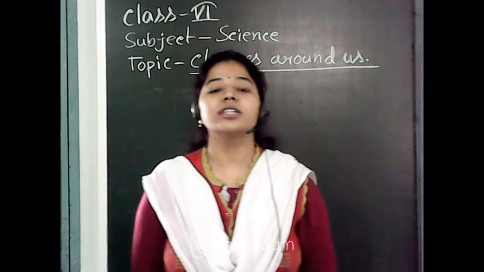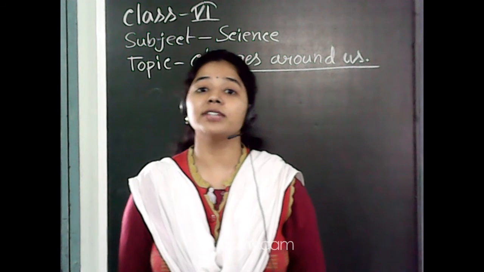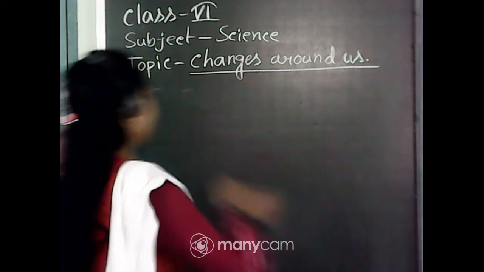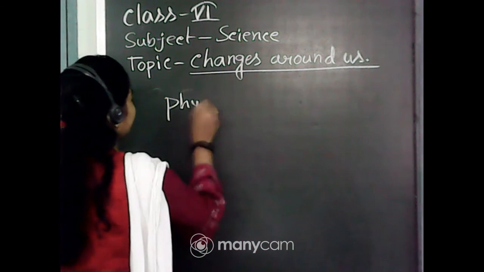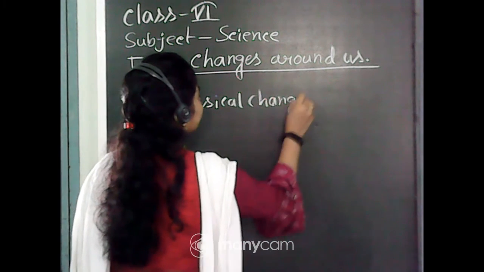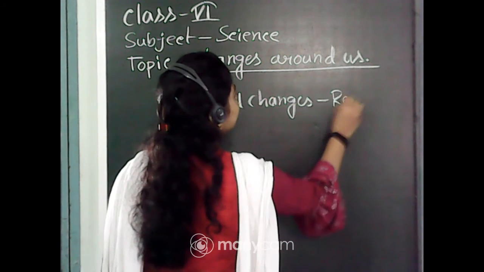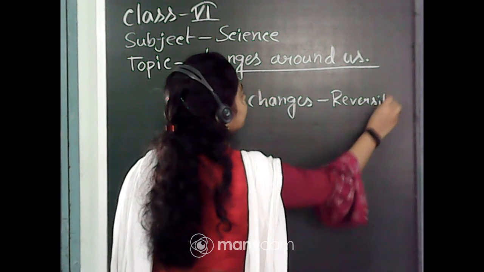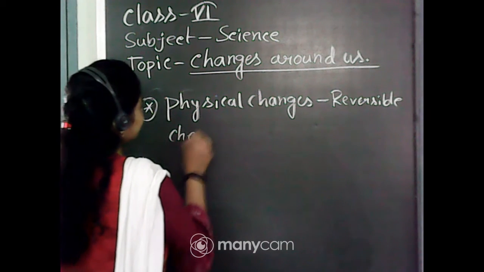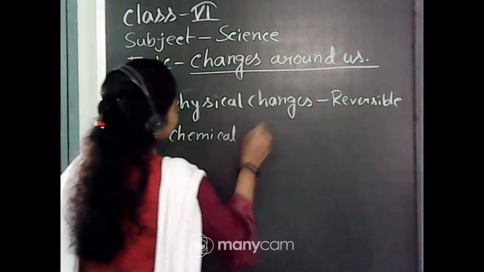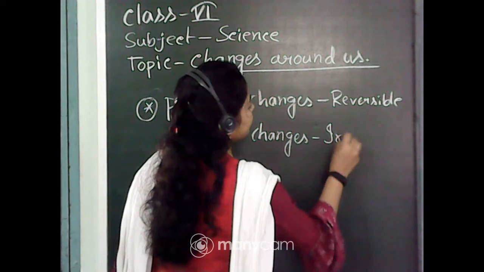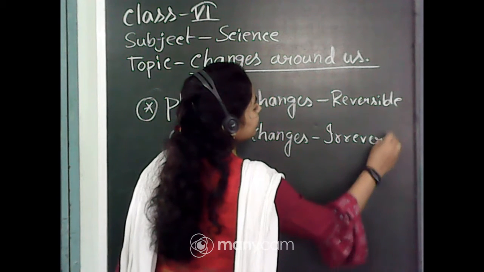Such types of changes come under reversible changes. So we can say that physical changes are reversible and chemical changes are irreversible. You understood this point?